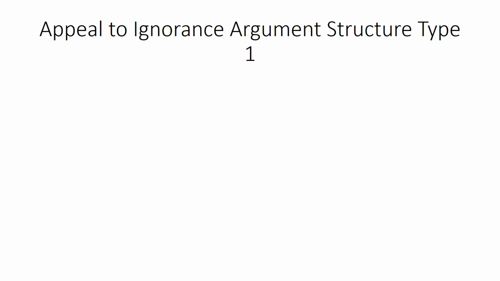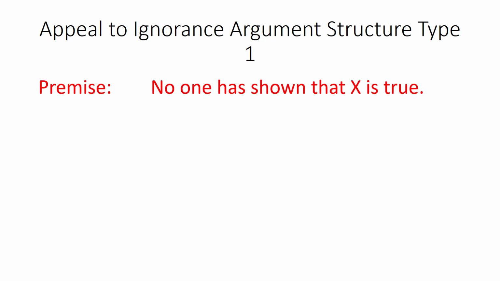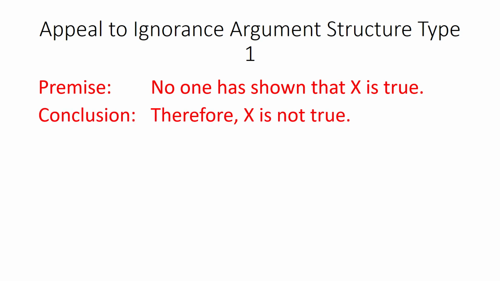So there's a first structure for this type of argument, and it goes like this. The premise says no one has shown that X is true, and X may be whatever you want it to be. And the conclusion is, therefore, X is not true.